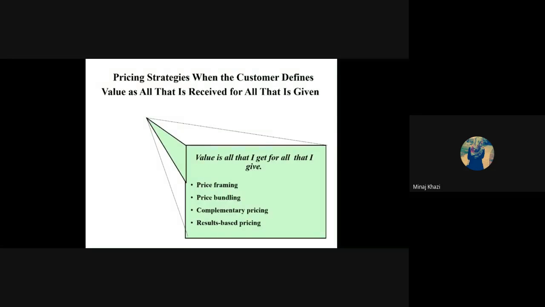Next is complementary pricing. So what is complementary pricing? In complementary pricing, we have three different pricing strategies: captive pricing, two-part pricing, and loss leadership. So what is captive pricing? You are giving the product at a very low price. For example, Jio, if you see, at the beginning he gave it to you for free.